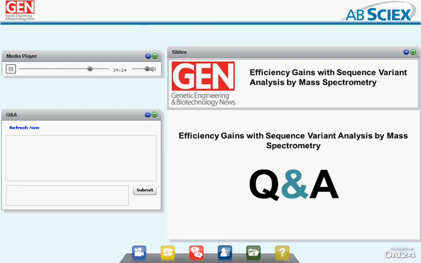Any other search algorithm with error-tolerant searching capabilities can do this type of workflow as well. Okay, and another question, Jason.